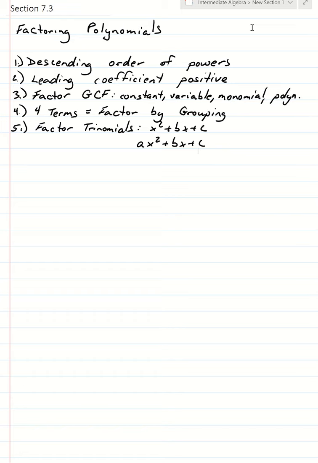The last type of factoring that we're going to explore in section 7.3 is what happens when we want to factor some special binomials. Okay, well, trinomials are 3 terms. Binomials are going to be special polynomials that have just 2 terms.